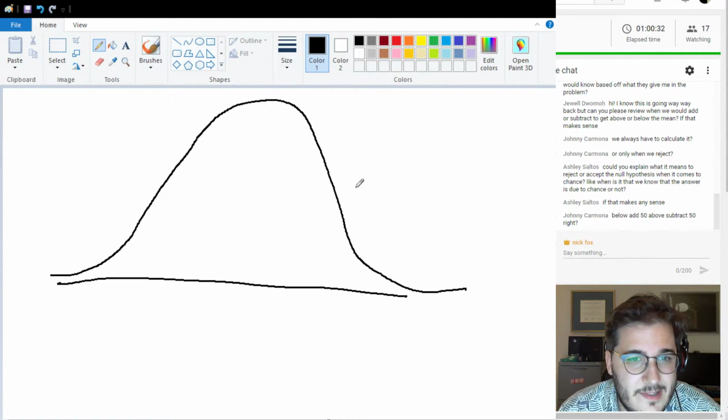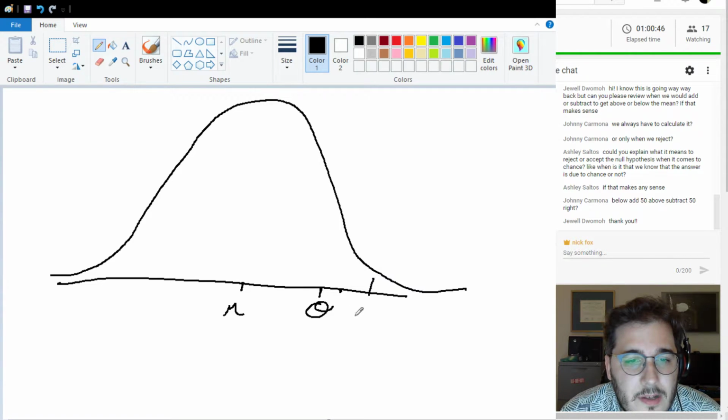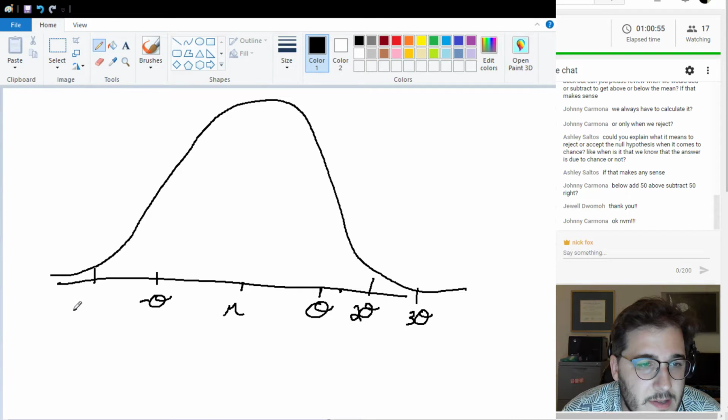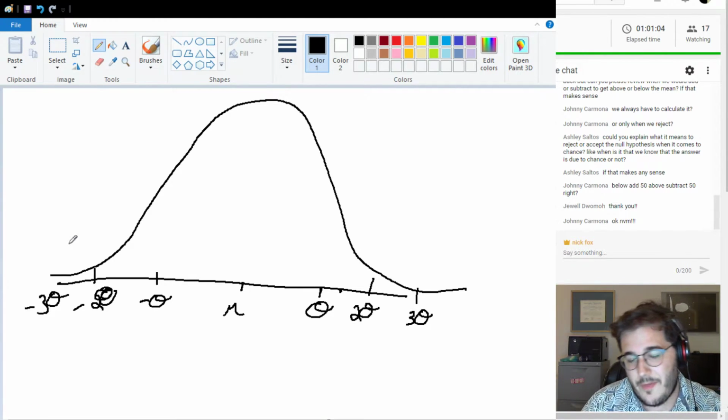Not always, Johnny. It depends. So let's say here's your mean, mu, and we have sigma, 2 sigma, 3 sigma. And then here we have negative sigma, negative 2 sigma, and negative 3 sigma. See how I always draw it with 3? Because that's the normal curve, right? You have 6 standard deviations, and go review kurtosis if that doesn't make sense. But you should always have 6 standard deviations in one normal curve.